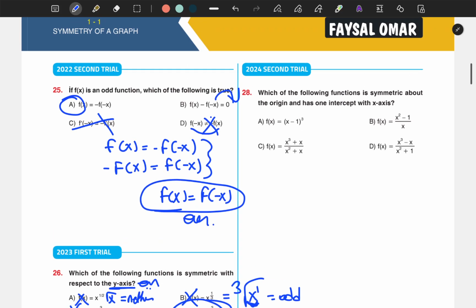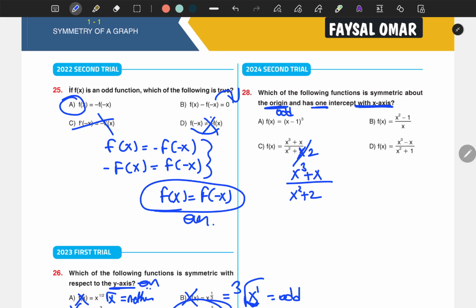Which of the following functions is symmetric about the origin? Okay, about the origin, which is odd, and it is written with respect to the x-axis. I guess it should be with respect to the origin, with exactly one x-intercept. Sorry. Okay, guys, can you change this x to 2? This one should be 2. Yeah, which means x cubed plus x over x squared plus 2.